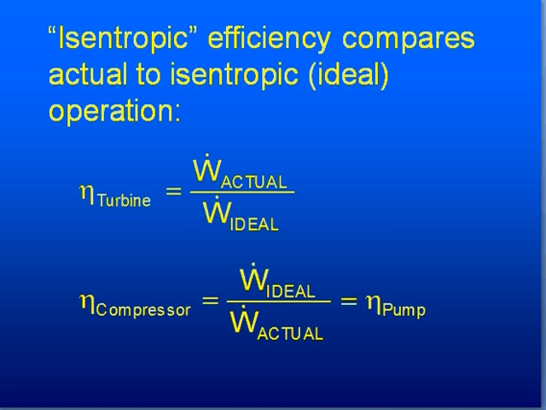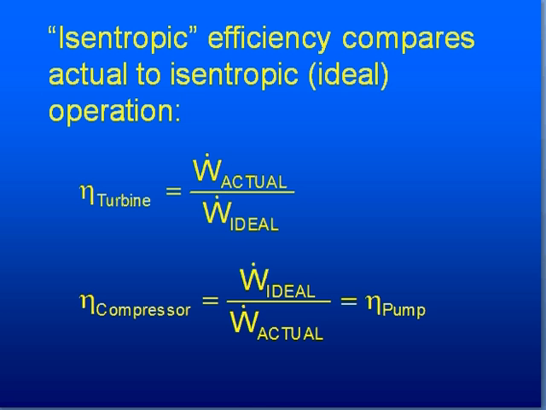So for a turbine, the definition of isentropic efficiency is the work actual divided by the work ideal, because we always get less work than we would ideally, and that number will be from 0 to 1 or 0 to 100%, and the efficiency will be a percentage of the ideal work that we'll get.